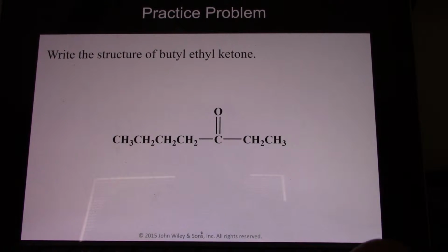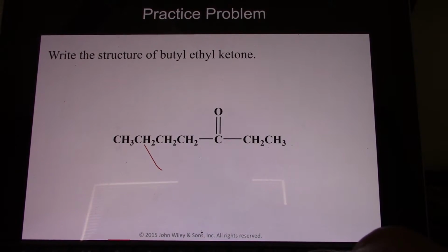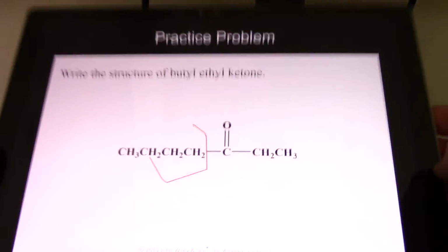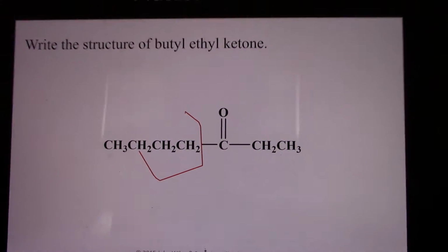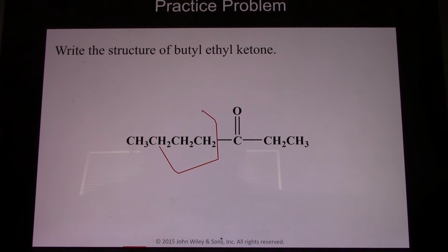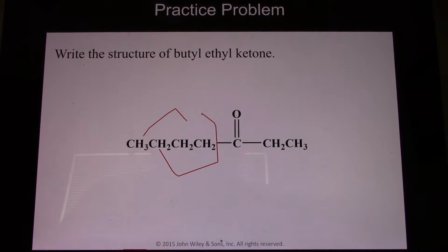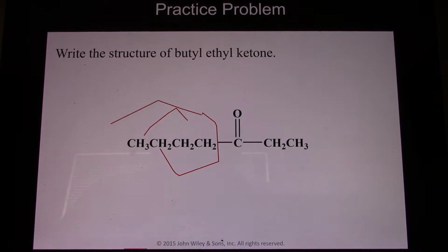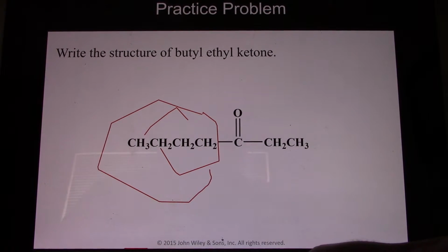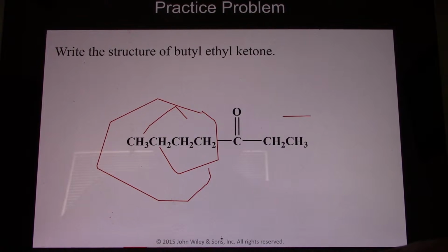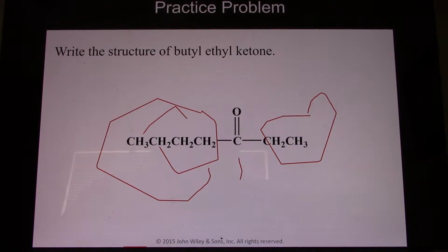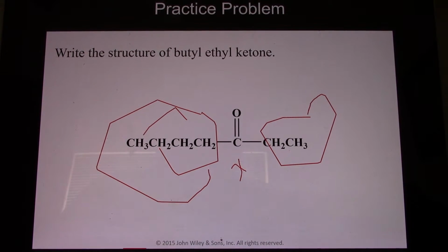Write the structure of butyl ethyl ketone. We have butyl. Ethyl. And then ketone. Butyl ethyl ketone.